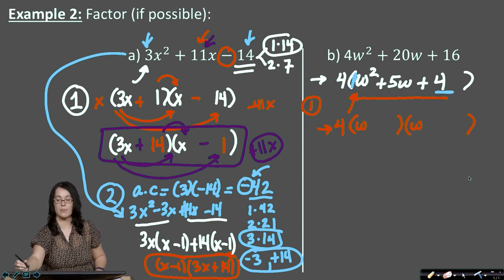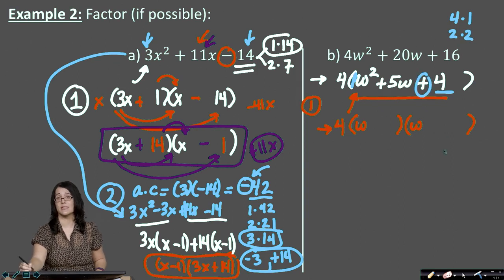Well, 4 has a couple of options. You could do 4 times 1 or 2 times 2. Now we're ending up with a positive 4, so should I use the same sign or different signs? The same sign, and they could both be positive or negative, but if I want to end up adding and getting a positive, they must both be positive. So w plus something, w plus something. Which of those pairs would add up to 5? You're right, 4 and 1.